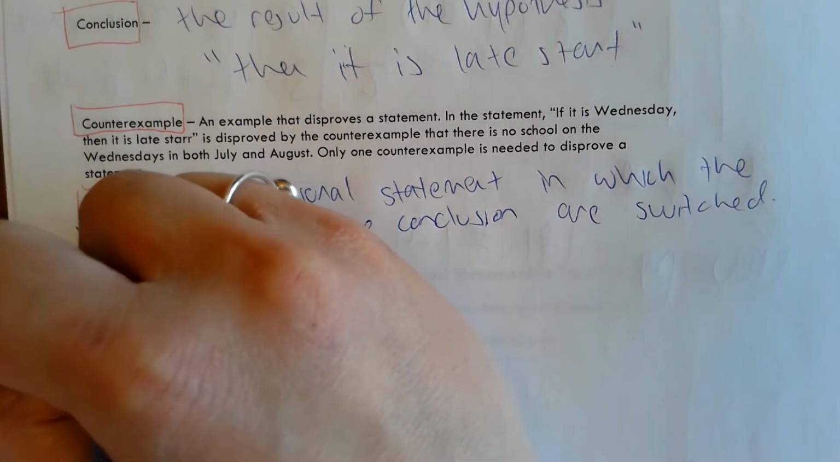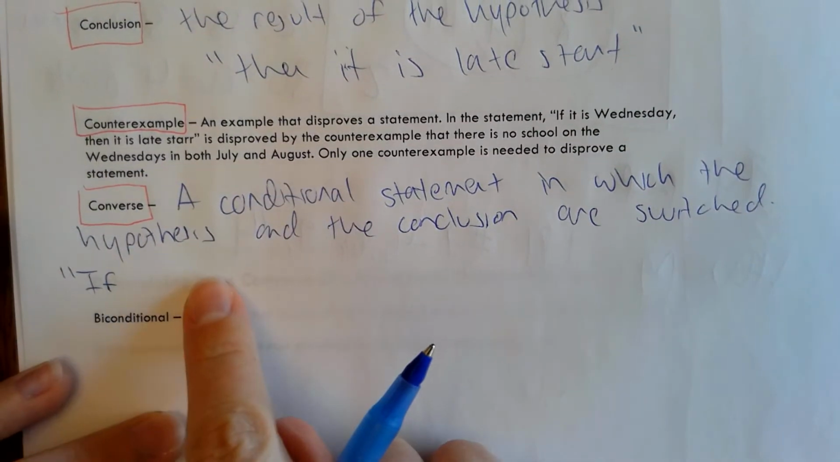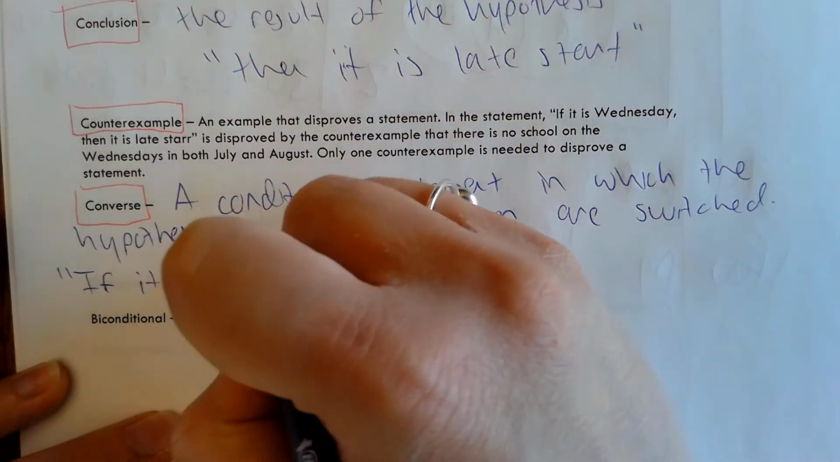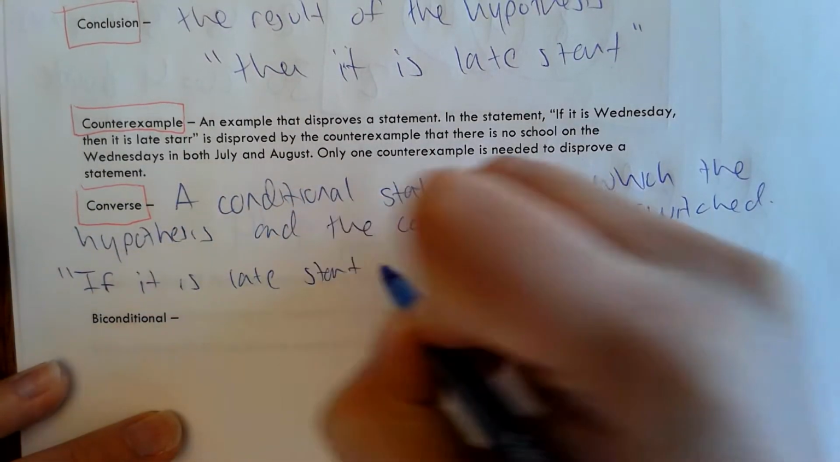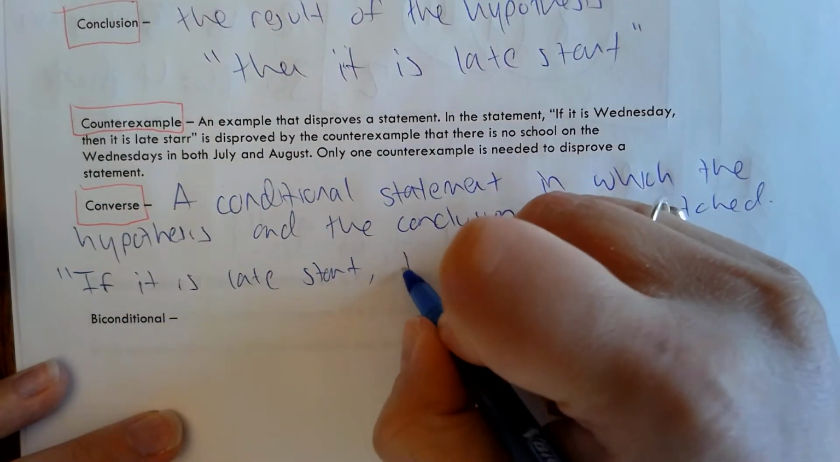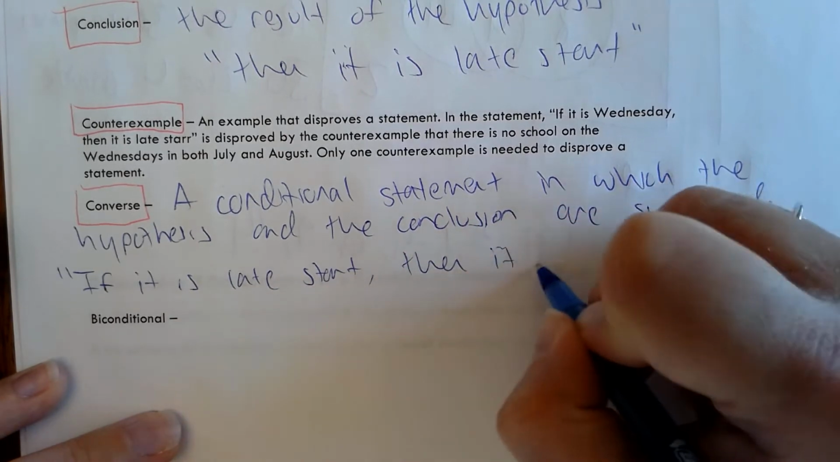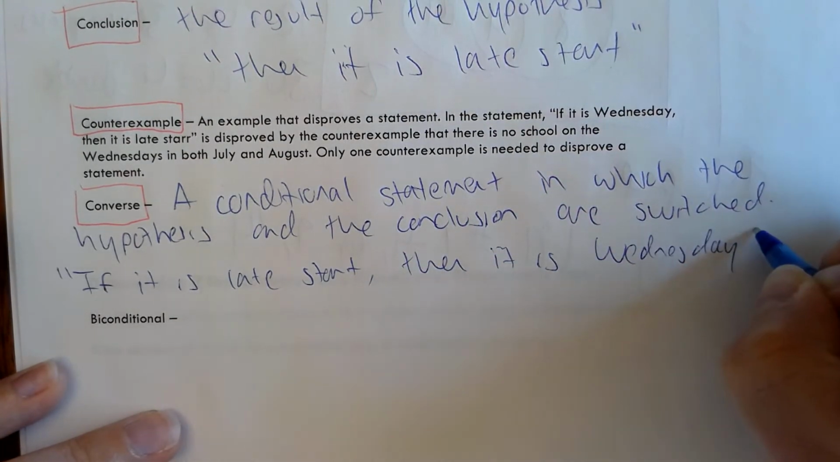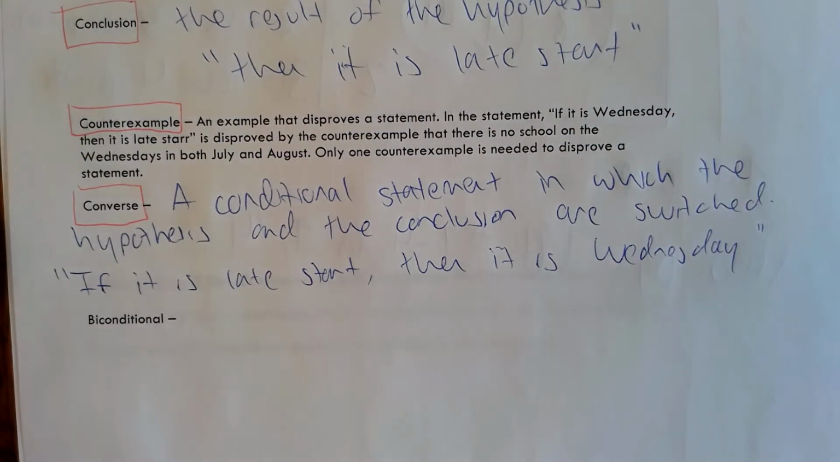So in this one, the converse would be, if it is late start, so I put the conclusion first, put a little comma, then it is Wednesday. So you keep the if and the then, but you switch everything else, and if you have to make tiny little grammatical changes, you do, but for the most part, you just leave it as is, and that's totally okay.